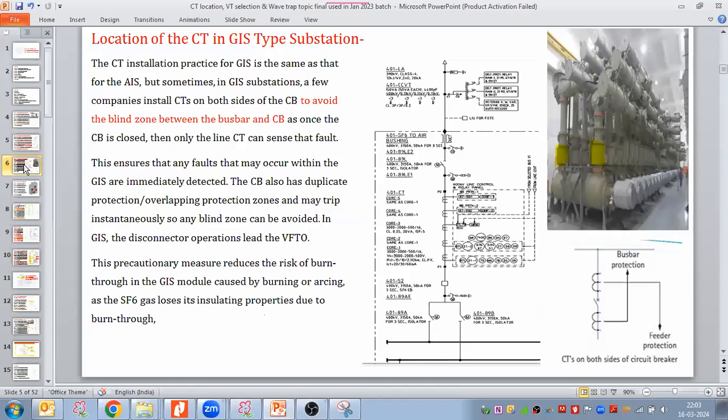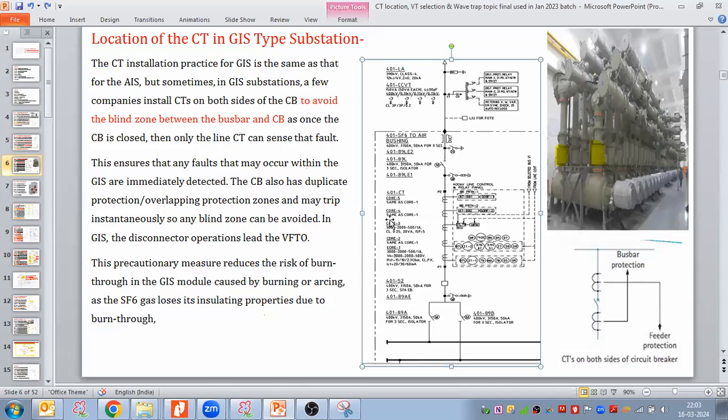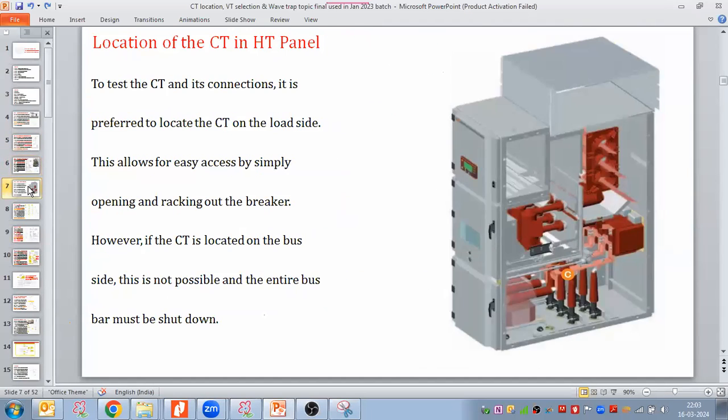With GIS, there are two approaches. Some companies follow this method, same as AIS. Some companies follow this method. They are taking that approach. Am I clear with both? I'm telling the approach means I'm putting the CT like this.